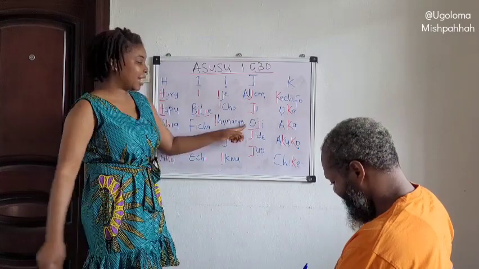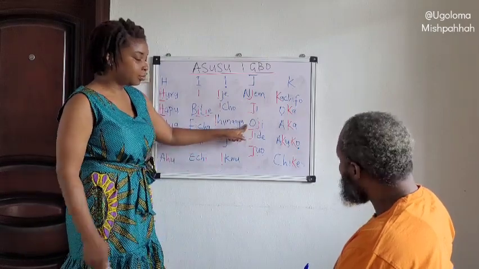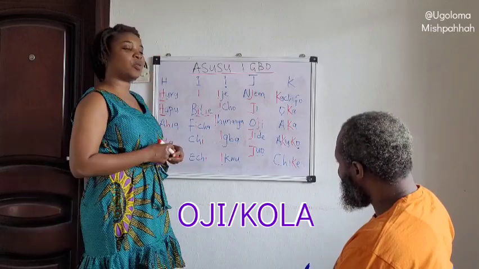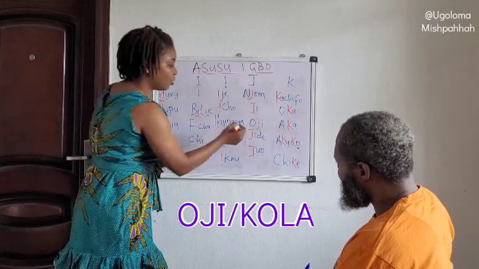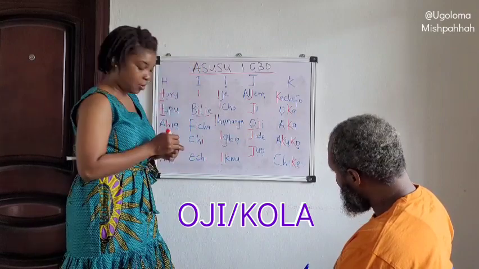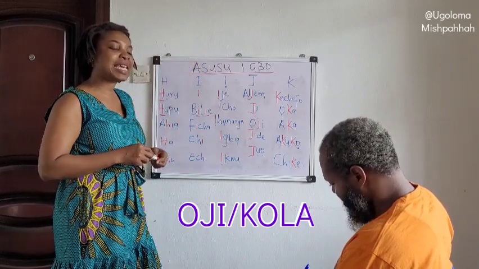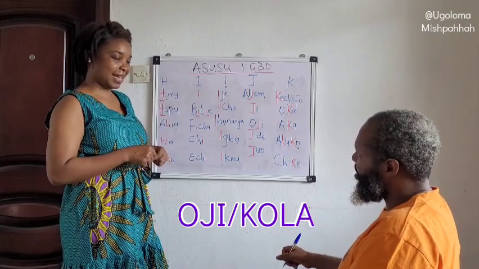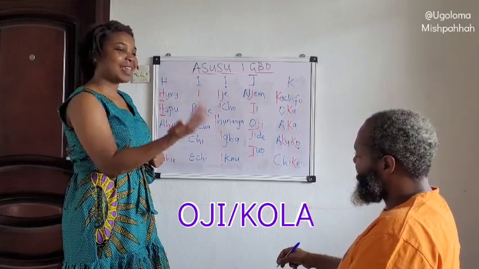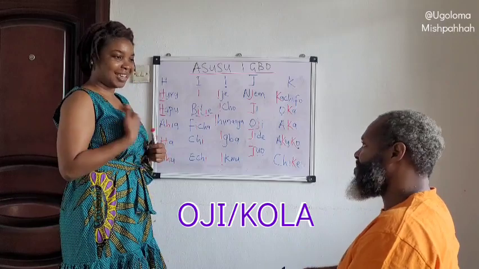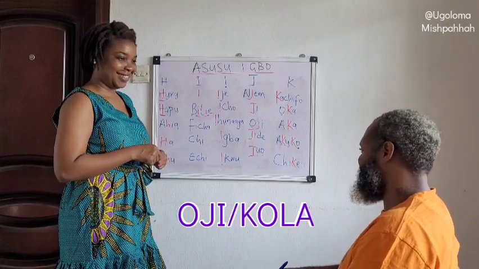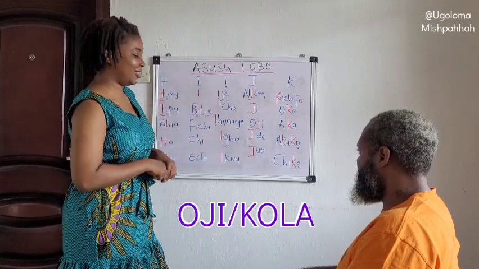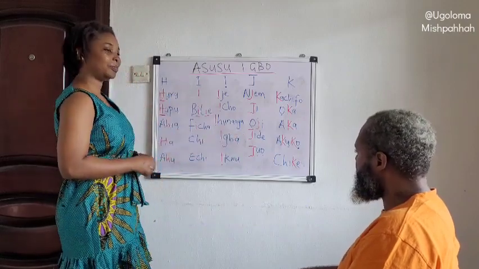Okay, next one is your turn. Go. Oji, correct. You know what that is? Oji, do you know what that is? It means cola. Cola nut. Nyem oji, give me cola. Were oji, take cola. Oji. Next one.